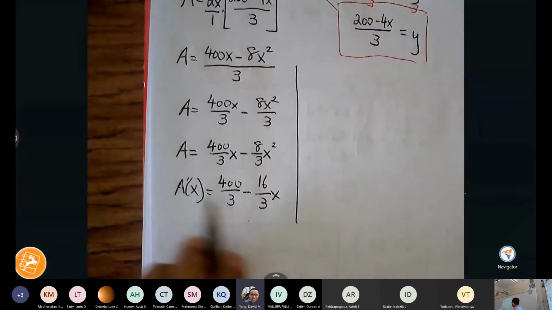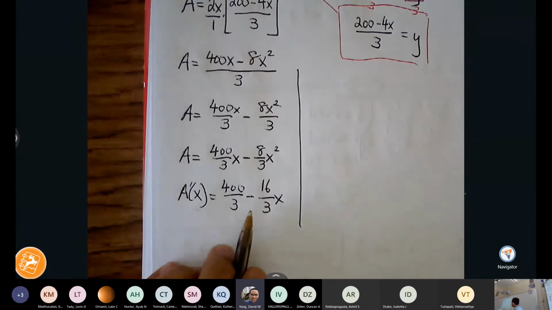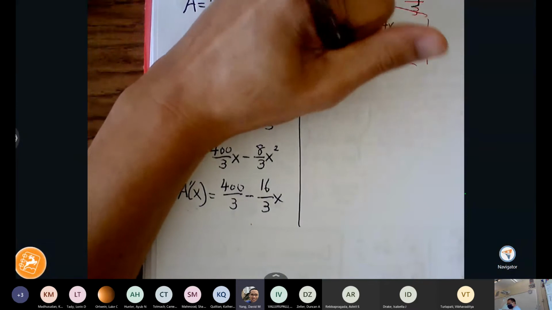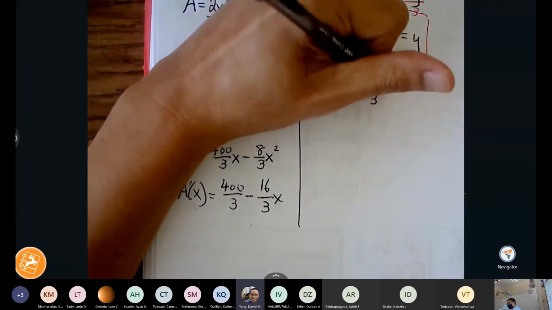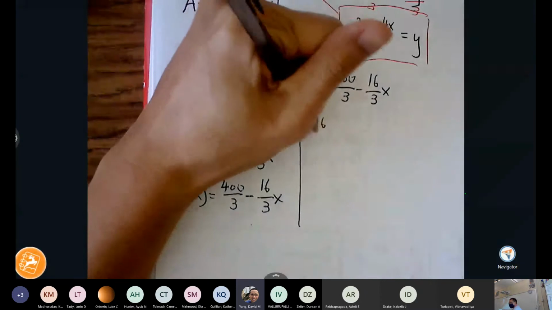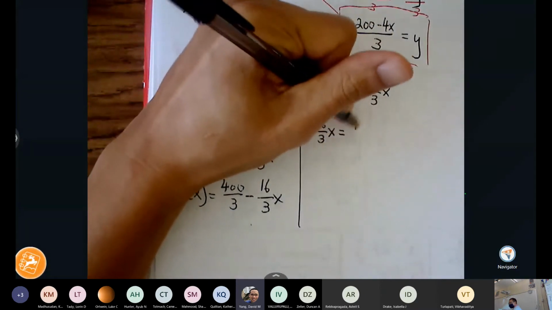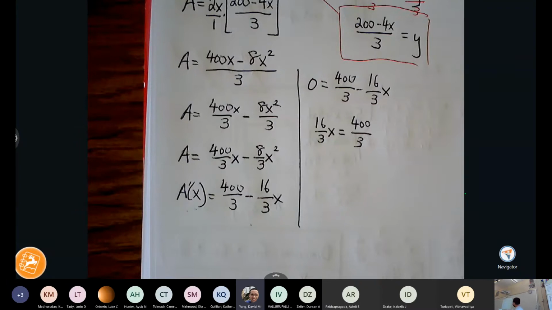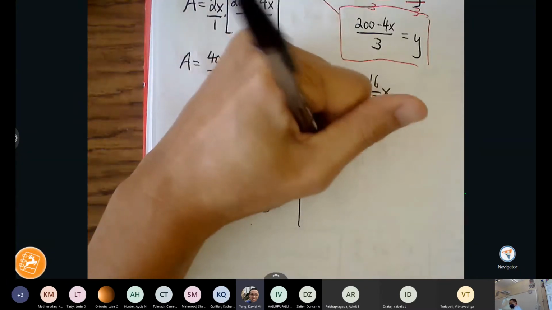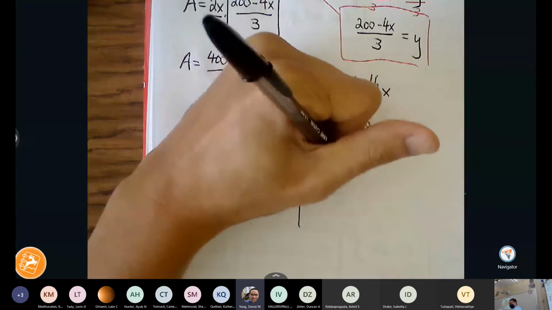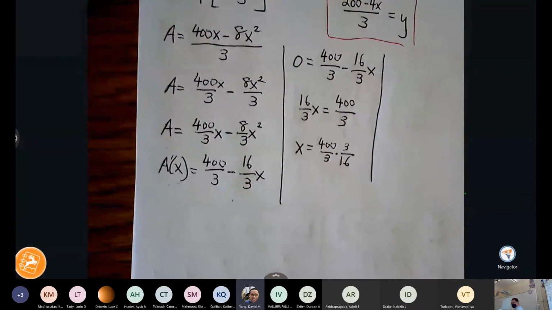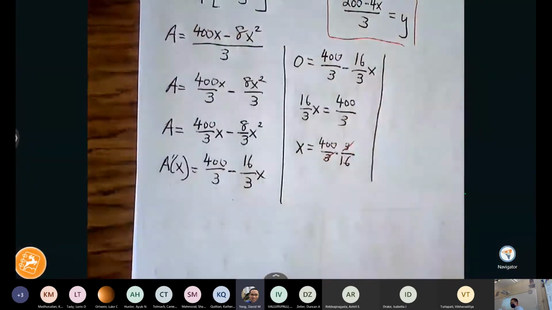We have our slope formula. We want to figure out where the slope is 0. So we always set our derivative equal to 0, and we solve for x. Dividing by 16/3 is the same thing as multiplying by 3/16. The threes cancel out. My fractions reduce.